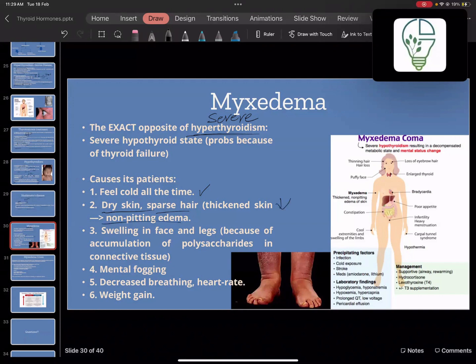This causes non-pitting edema, which I put in a picture here. Edema means accumulation of fluid. It happens because of the accumulation of polysaccharides in connective tissue, and water is always attracted to polysaccharides. So if there are polysaccharides, then the water will go there. And this causes a non-pitting edema, which also causes swelling in the face and legs. So swelling is caused because of the water, and the non-pitting edema is caused because of the thickened skin.